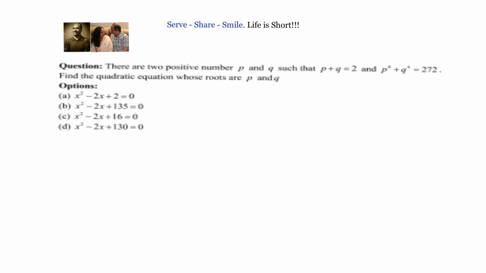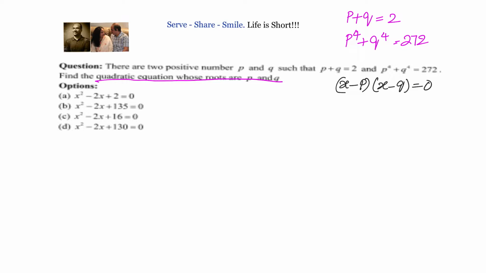Given to us: p plus q equals 2 and p power 4 plus q power 4 equals 272. We have to find the quadratic equation whose roots are p and q. Now a quadratic equation whose roots are p and q will be (x minus p) into (x minus q) equals 0, or can I say x square minus x into (p plus q) plus pq equals 0.